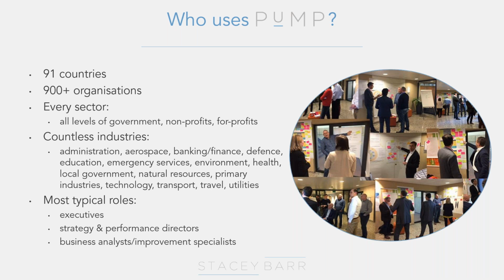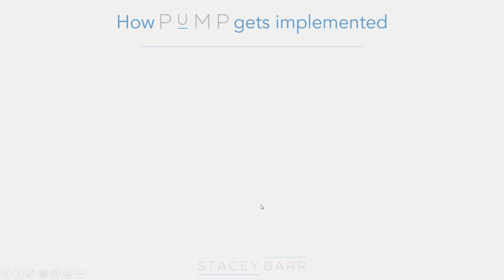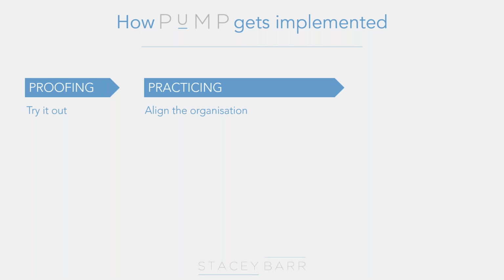When these people have learned PuMP, there's usually 3 stages to how they implement it. Most successful PuMP implementations start with a proofing phase, if you like, to give PuMP a really good try. Then they move into the first iteration of practicing PuMP across the organization, and that first iteration starts getting everyone aligned to the strategic direction. Then after they have a stable foundation, they can fully adopt PuMP, so it gets them really performing better, and that's the performing stage.